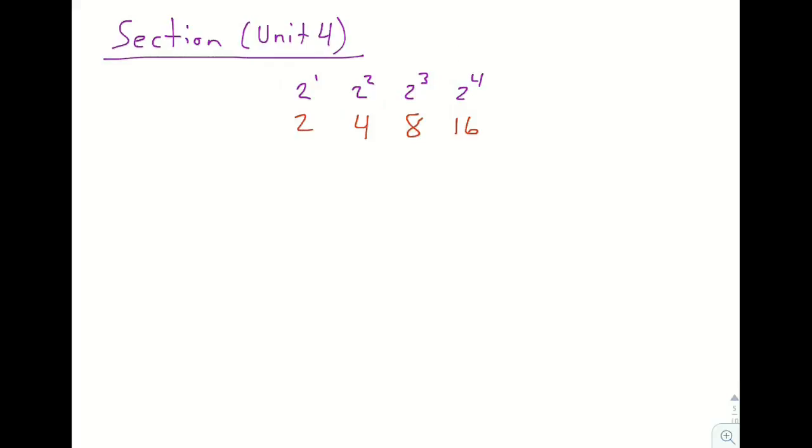Now you see here we're counting in an interesting pattern by doubling each time. We are multiplying by 2 since that is our base. We are multiplying by 2 each time. So 2, 4, 8, 16. Our next one, 2 to the 5th, would be 32, and so forth.